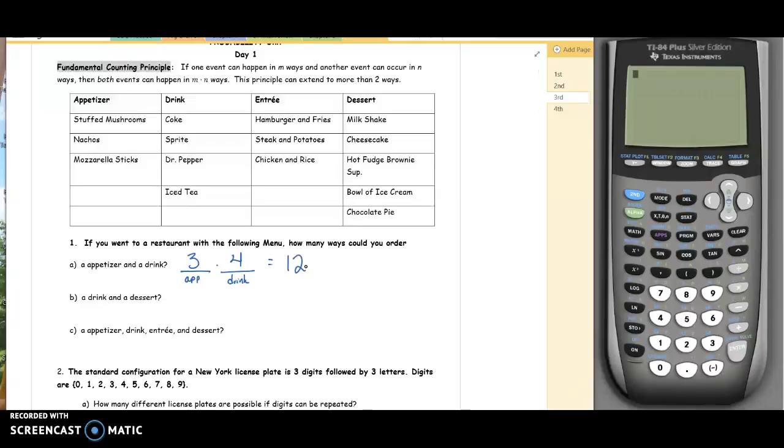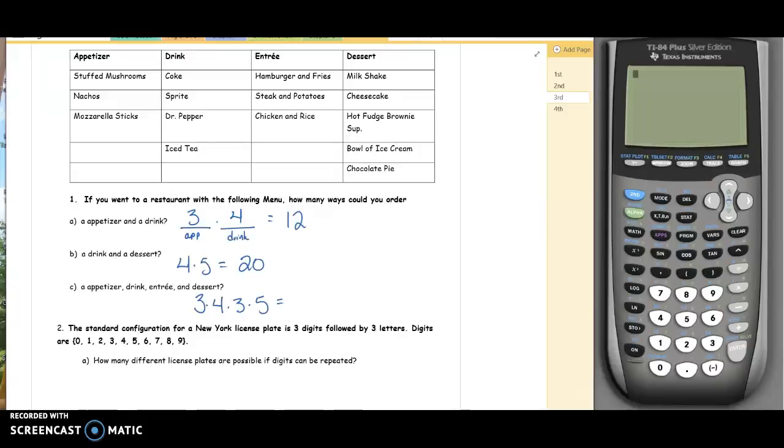How about a drink and a dessert? A drink and a dessert. 20 ways. We've got 4 drinks. We've got 5 desserts. That is 20 ways that you can order a drink and a dessert. So on your own, I would like to know how many ways can you order an appetizer, drink, entree, and dessert? All right, 3 appetizers, 4 drinks, 3 entrees, 5 desserts. Altogether, that is 180 ways that you can order all of those things.